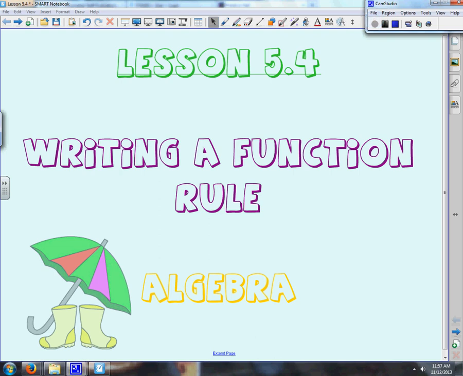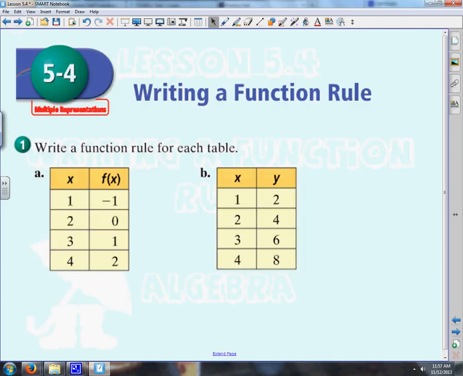This is lesson 5.4, writing a function rule for algebra. So make sure you title your paper 5.4. Writing a function rule means I'm going to write an equation that works for the table. The first example says write a function rule for each table.